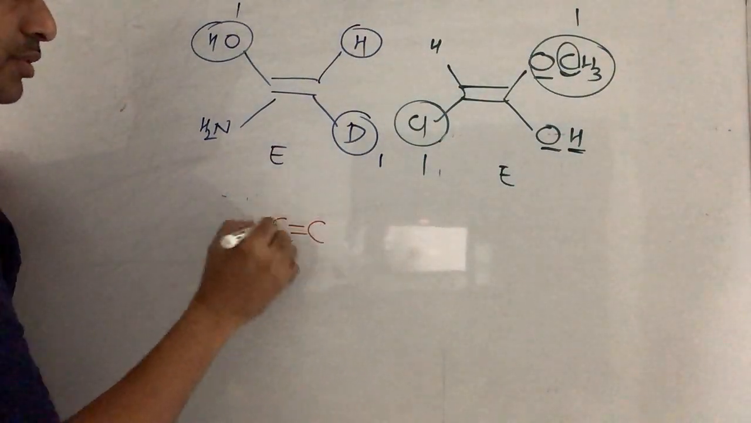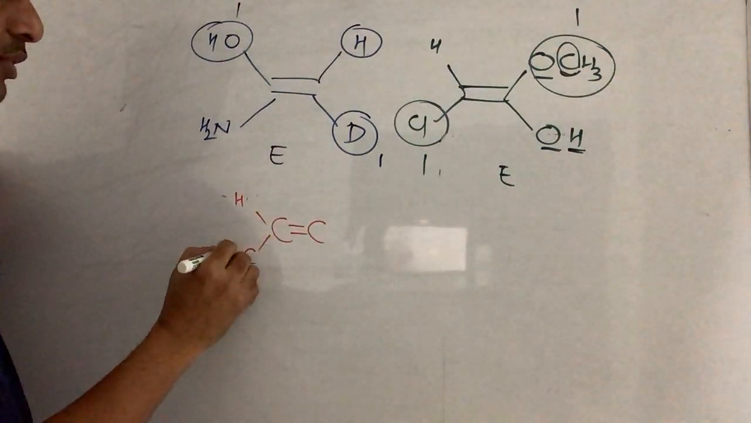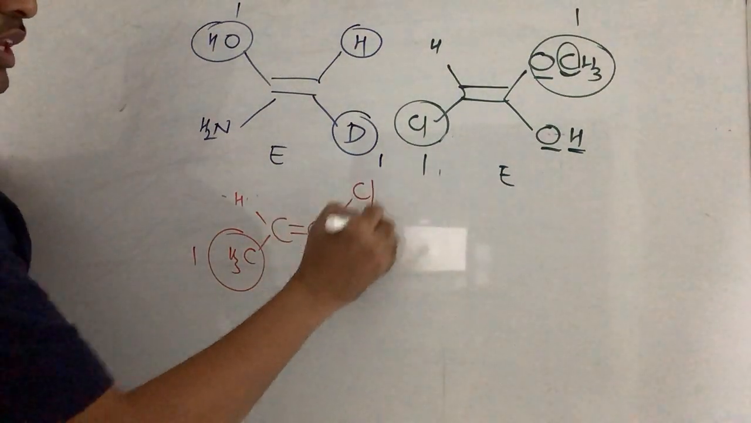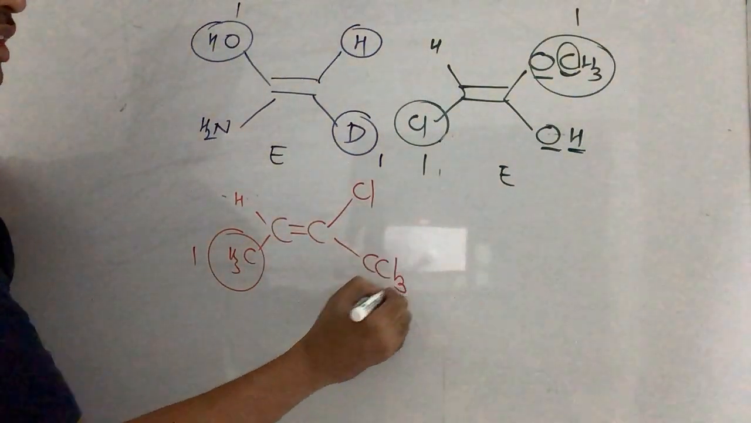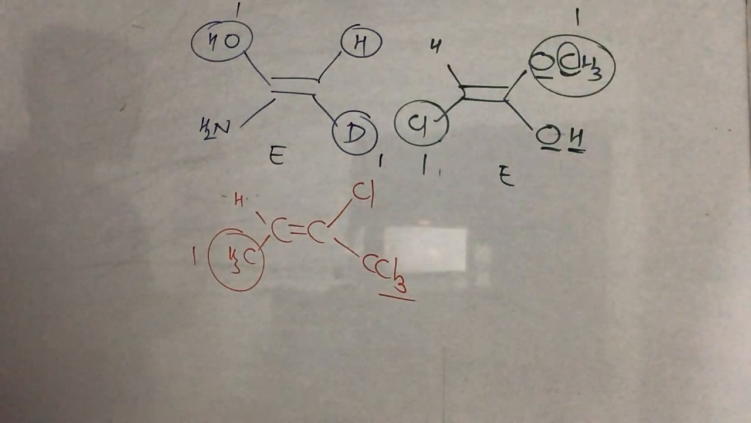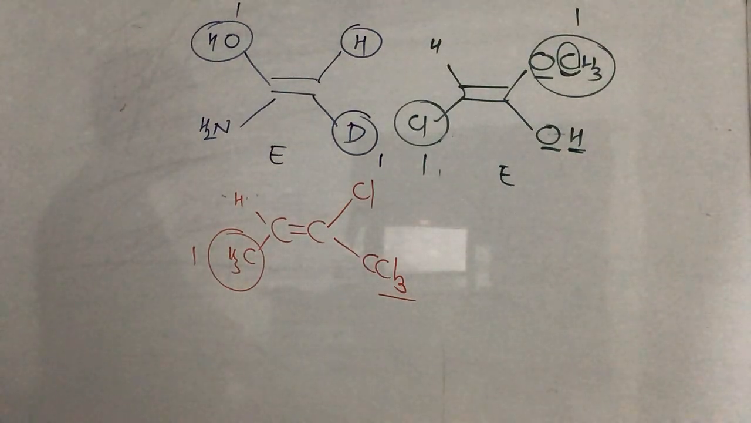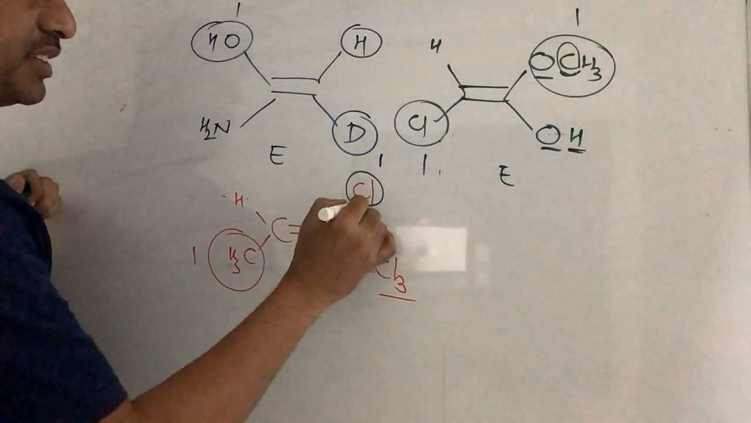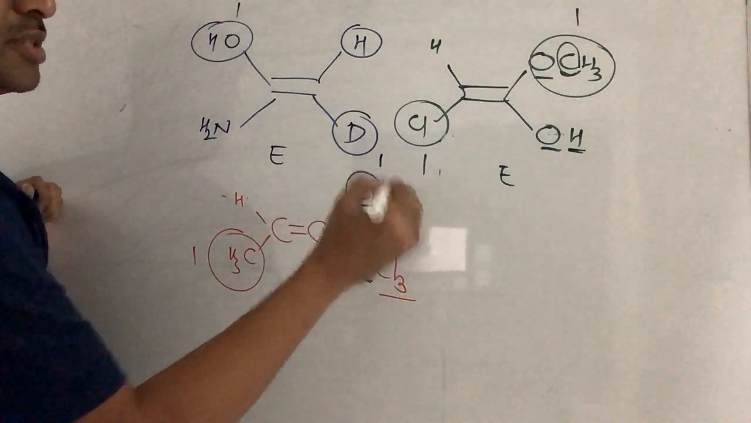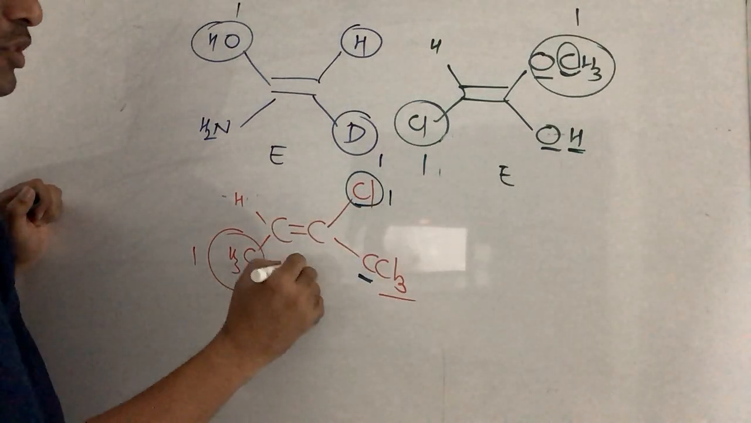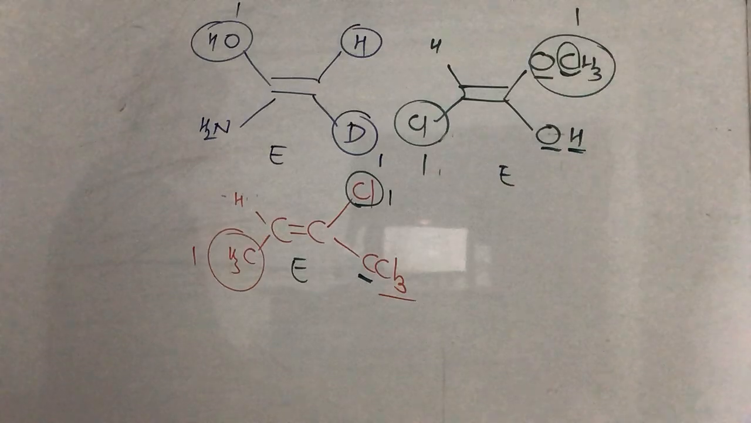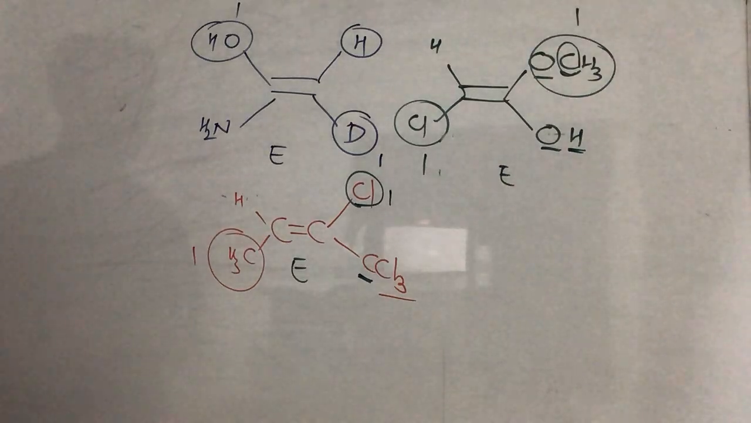C double bond C. Hydrogen, methyl. Methyl is the higher priority group. This is chlorine. This is CCl3. Three chlorines are there, but there is no use of CCl3, because the first atom is chlorine here, and here the first atom is carbon. This is priority 1. Higher priority on opposite sides, so we are getting E continuously. Got it? One more example you see.